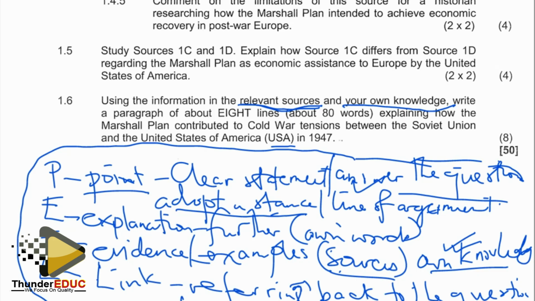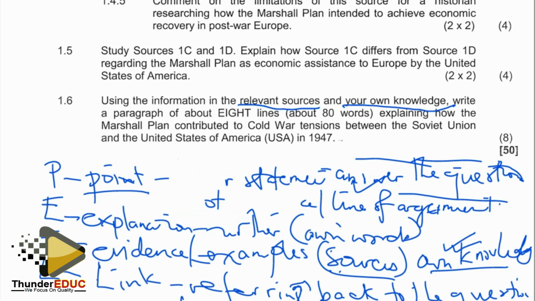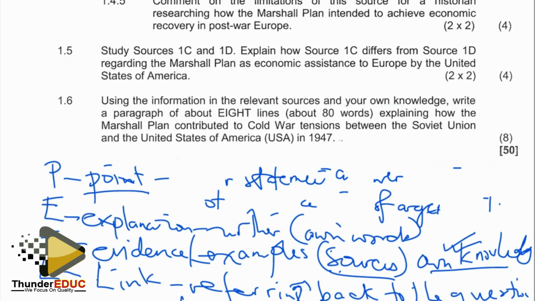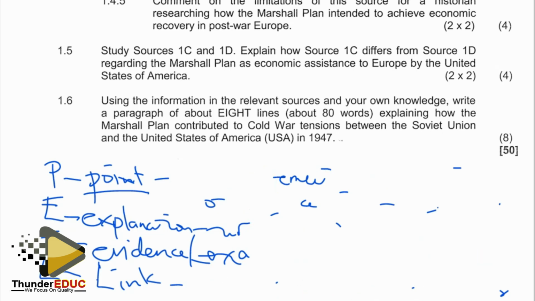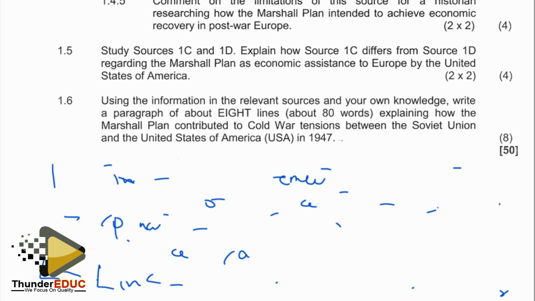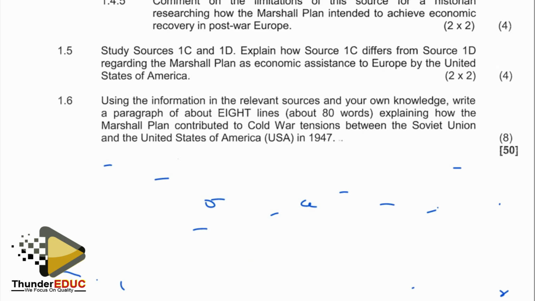We might not be able to figure out a simple paragraph question, however, I will try to split the paragraph question into different aspects, so that we figure out what a point is, what an explanation is, what evidence is, and how we link back to the line of argument or to the question which has been asked. So if we check our question here, it is based on explaining how the Marshall Plan contributed to the Cold War tensions between the Soviet Union and the United States of America.